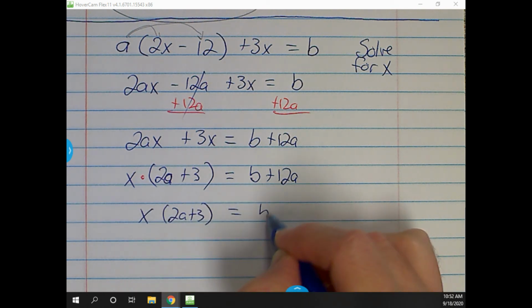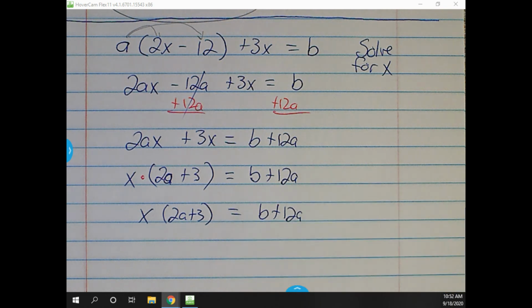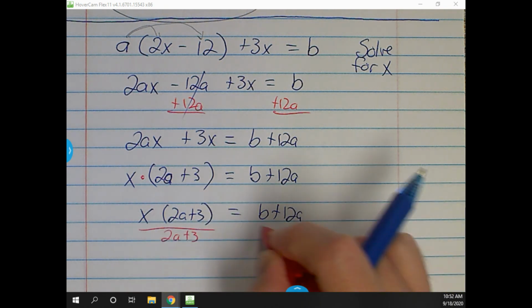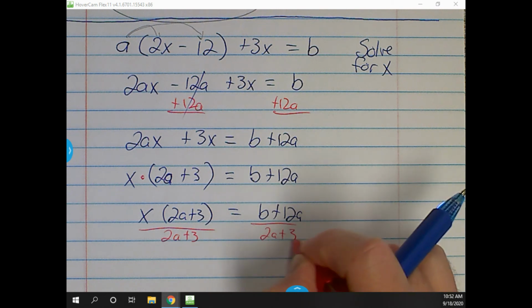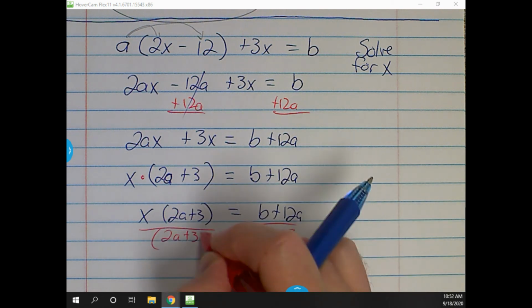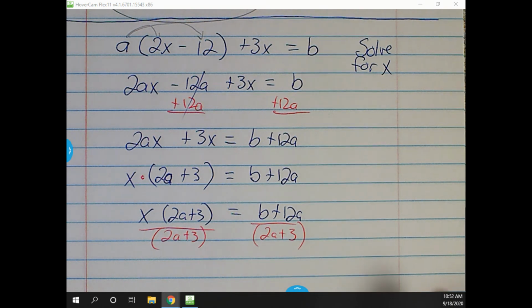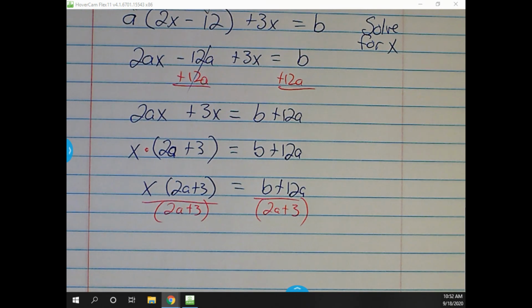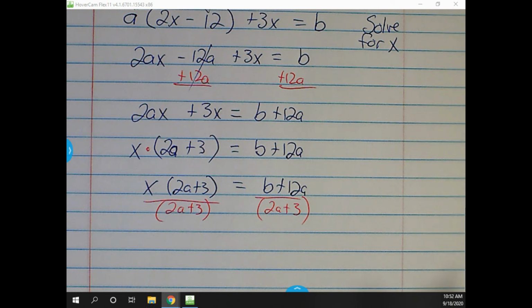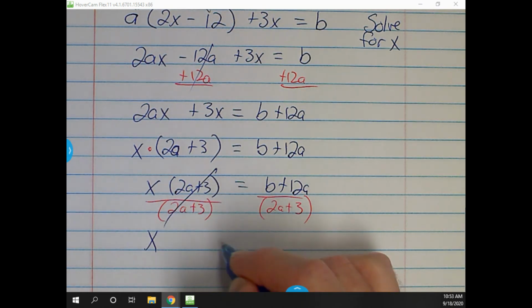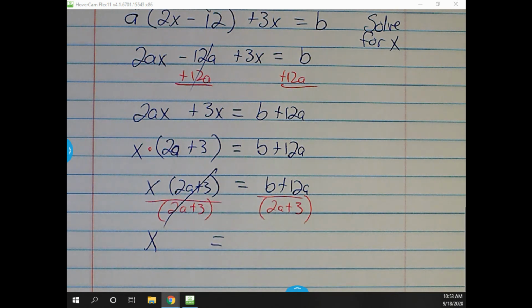So to fix that, it means we've got to go back and divide by the 2a plus 3. And since it was in parentheses here, if you want to go ahead and put parentheses around it, that's absolutely fine. If you don't put parentheses around it, that's fine. Just remember that they were there. That way, those cancel out. Get the x by itself.